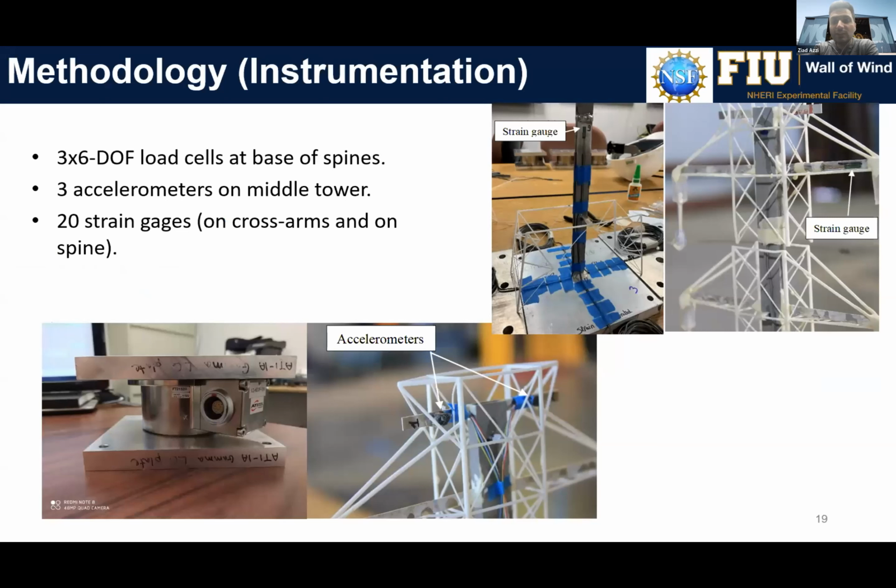For the instrumentation, we used three 6-degree-of-freedom load cells, which were installed at the base of the spines or the transmission towers. We used three accelerometers on the middle tower, and we used 20 strain gauges, which were attached on various parts of the cross arms and the spine in order to measure moments and drag on the conductors themselves.